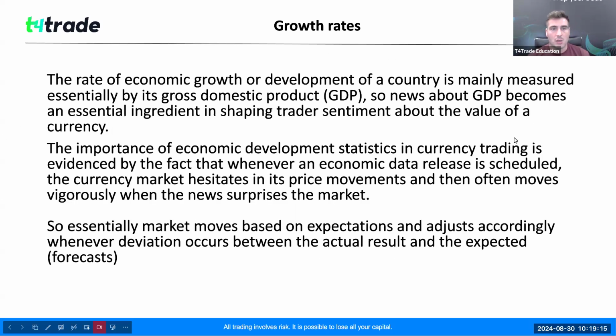Okay, so growth rates. The rate of economic growth or development of a country is mainly measured by the GDP, as we just mentioned. So news about the GDP becomes an essential ingredient in shaping investors' sentiment about the value of a currency. Again, a stronger GDP rate leads to a stronger appreciation of the value of a currency. Okay, so we just said how that whole thing is actually working.